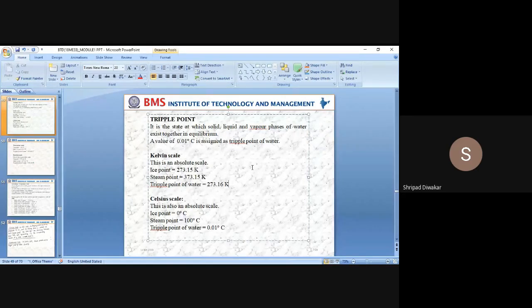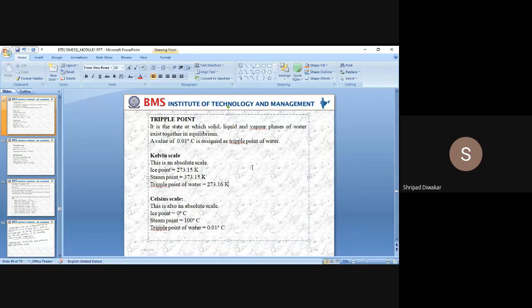Triple point is the state at which solid, liquid, and vapor phases of the water coexist in equilibrium condition. The value of 0.01 is assigned as the triple point of water. Now we'll discuss different temperature scales.